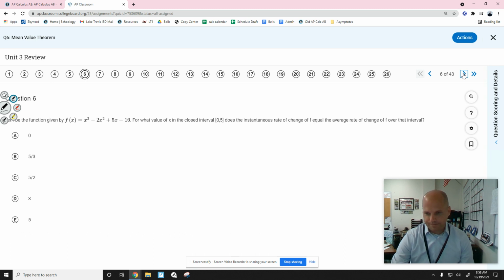I could do this problem again, but it's just the same as the last problem. So I'm not going to show you how to do it. It's the same thing as what we just did. If you have any issues with this problem, let me know. But you should be able to calculate it yourself, get the answer. Derivative equal to secant slope, average rate of change. Slope of a tangent equaling slope of a secant. Okay.